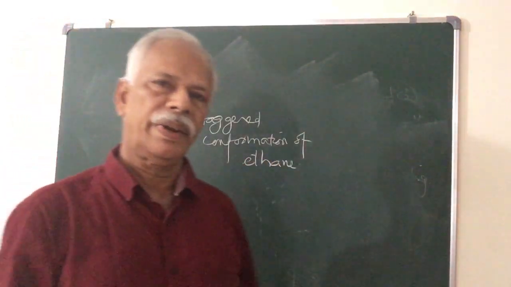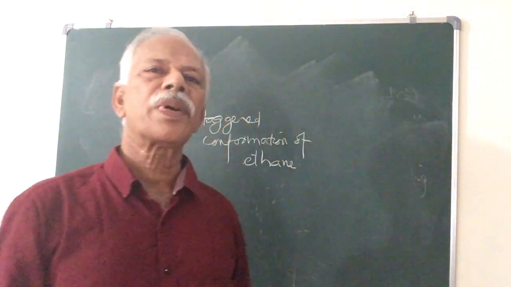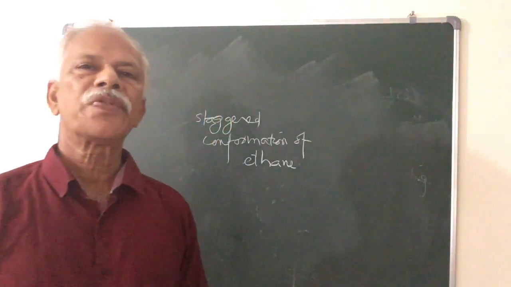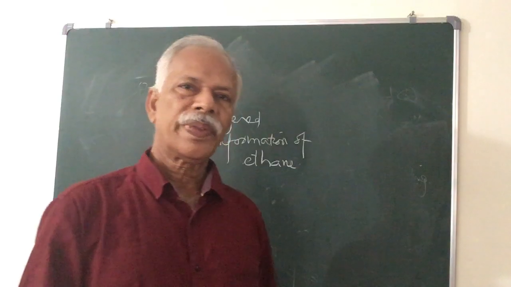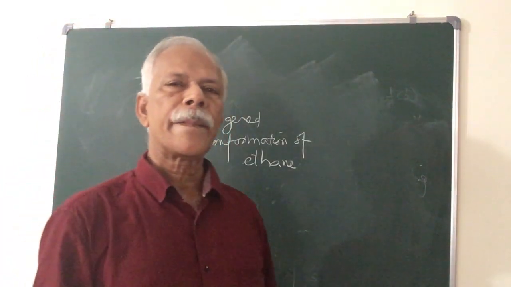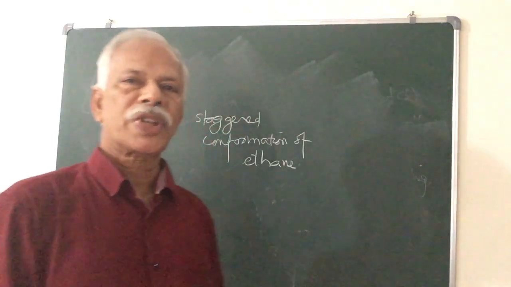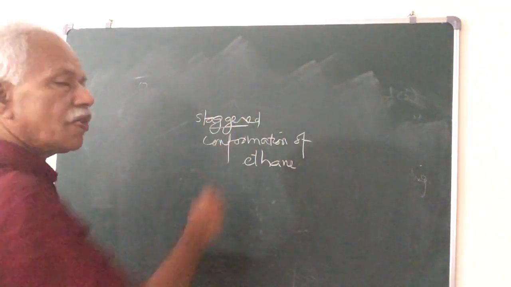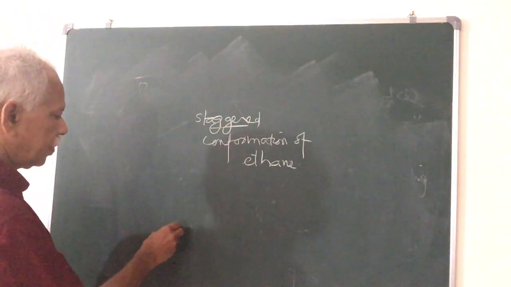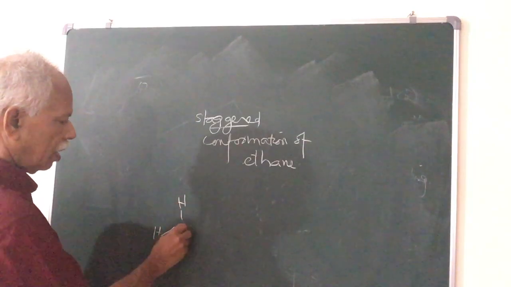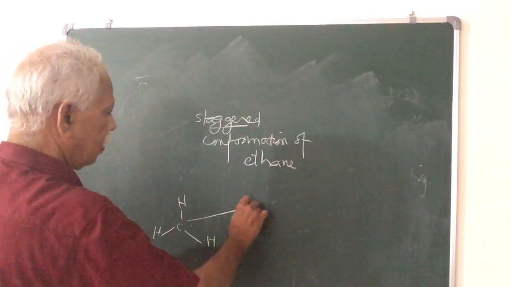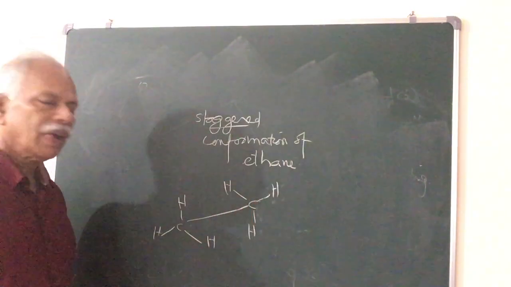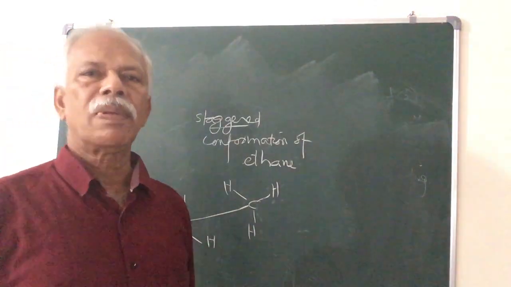Staggered conformation of ethane. In the study of conformations, you should be familiar with drawing the conformation in various projections. There are two popular projection formulae. One is the Sawhorse projection, another is Newman projection. In Sawhorse projection, the staggered conformation of ethane will be CH3, CH3. You draw a long line, then put the hydrogens, and the hydrogen atoms on either carbon are maximum away from each other.